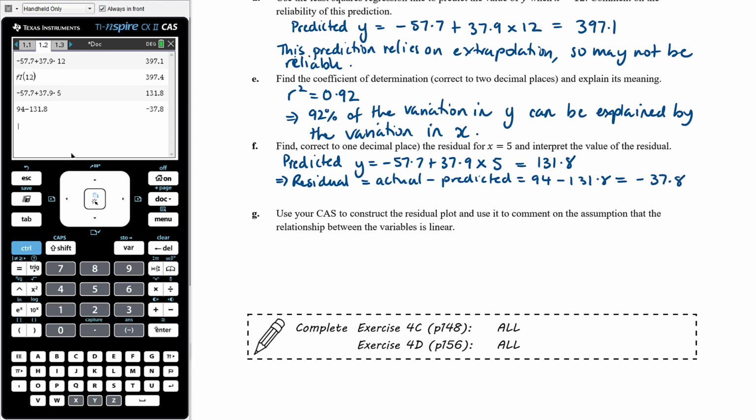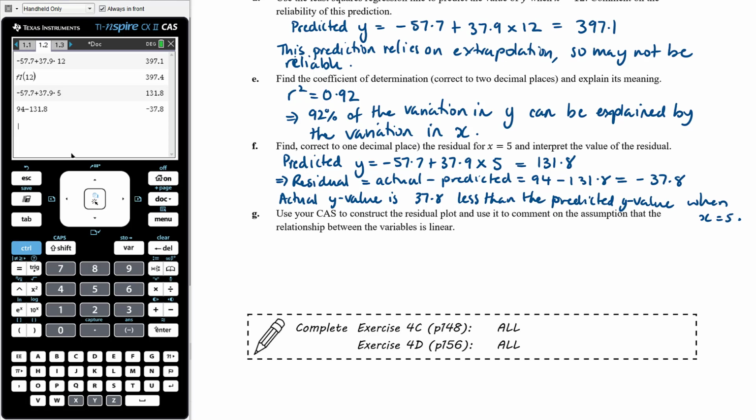And interpret the value of the residual. Okay, so the negative residual means that the actual y value is less than the predicted y value. So the residual means that the actual y value is 37.8 less than the predicted y value when x equals 5, obviously.